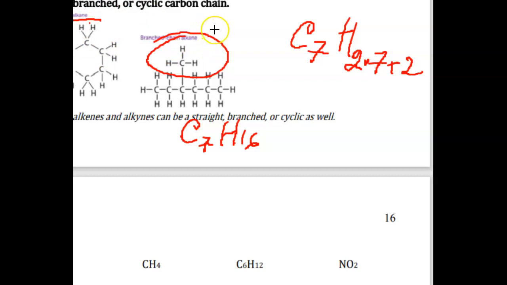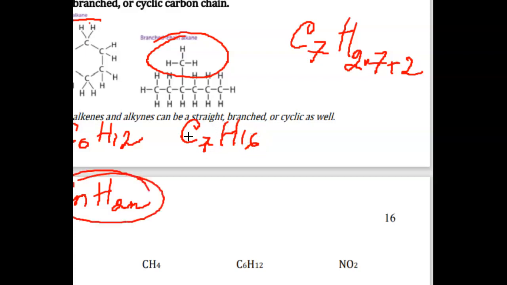What about cyclic alkanes? 6 carbons and 12 hydrogens gives us the CnH2n formula. Please memorize this. For alkanes, it's going to be CnH2n+2, and for cyclic alkanes, it will be CnH2n. I'm going to erase it.